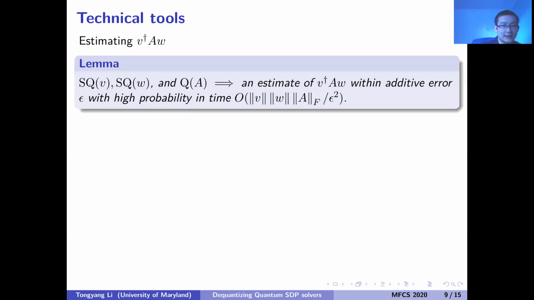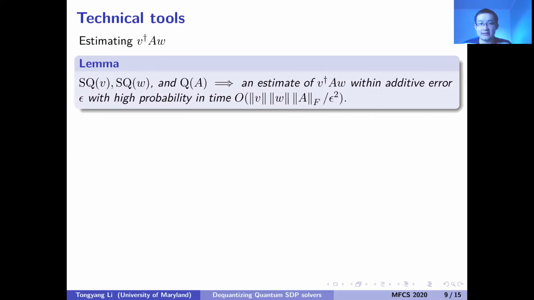A first lemma that we want to look at, based on this sampling query access, is that if you want to estimate the multiplication V dagger times A times W, and you are given the sampling query access to these two vectors and also the matrix A here, you can actually give a good estimate of this product with additive error epsilon and with high probability only using this time.